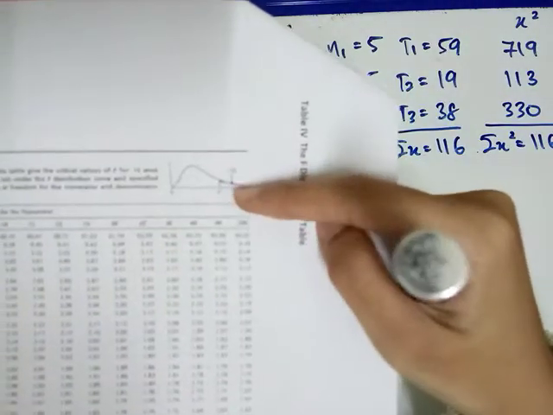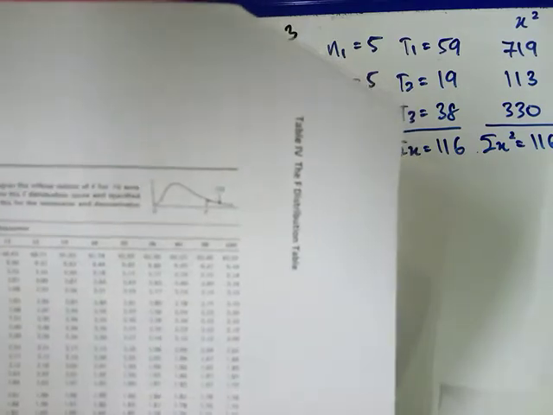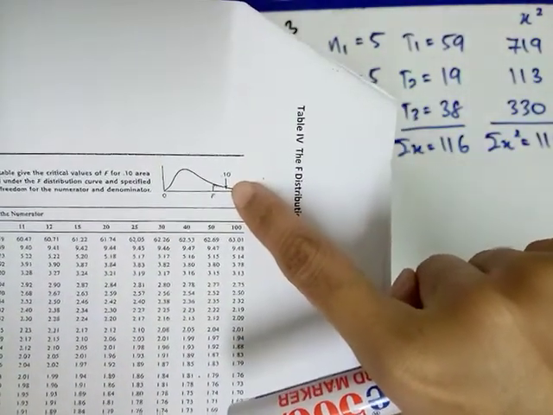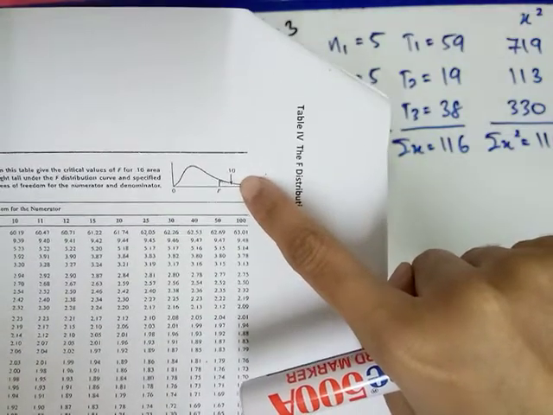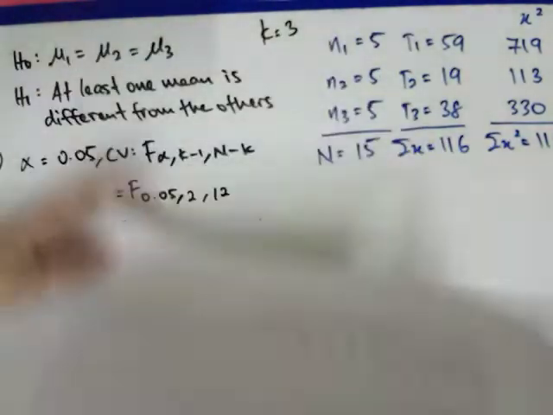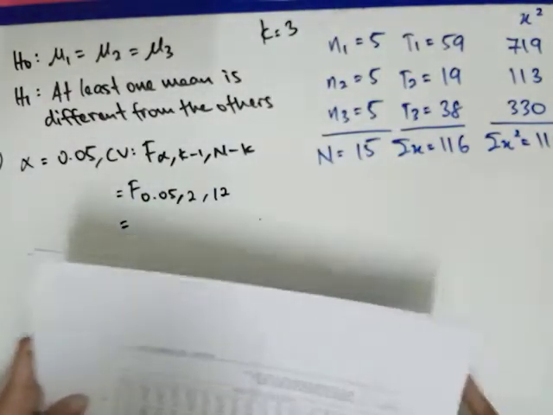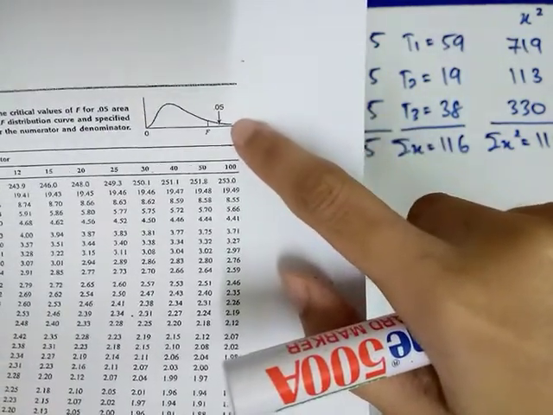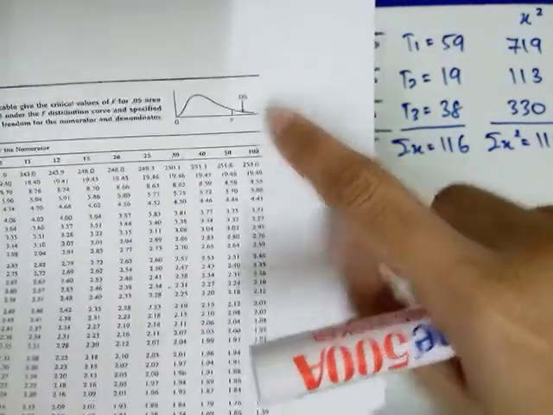Nampak tak? Okay, graph ni 0.1, right? Then you need to find 0.05. So kalau yang ni 0.1, that means it is not these tables. So you need to find 0.05. This one. Okay, look at the graph. For alpha 0.05, look at the graph here. 0.05.